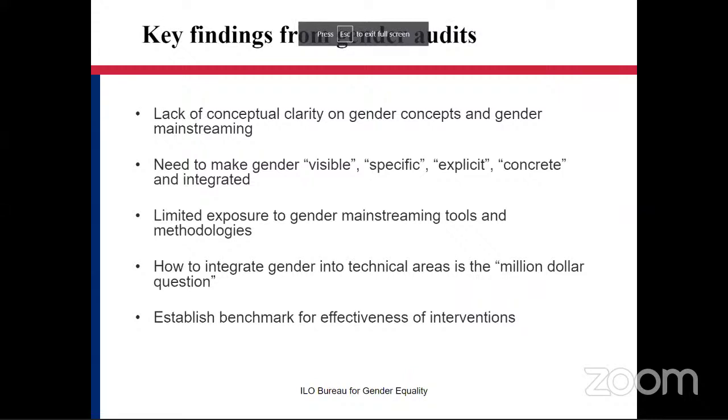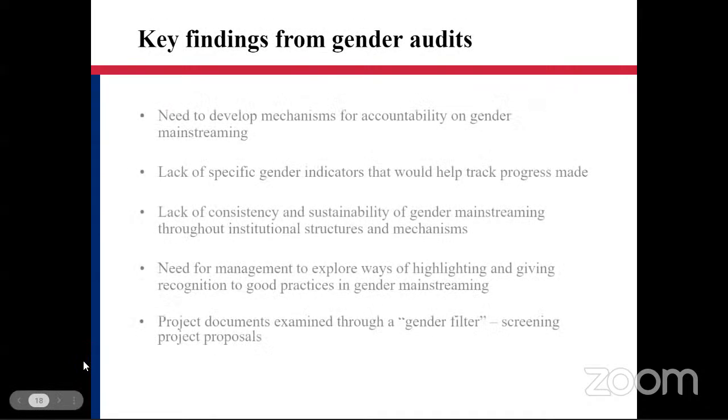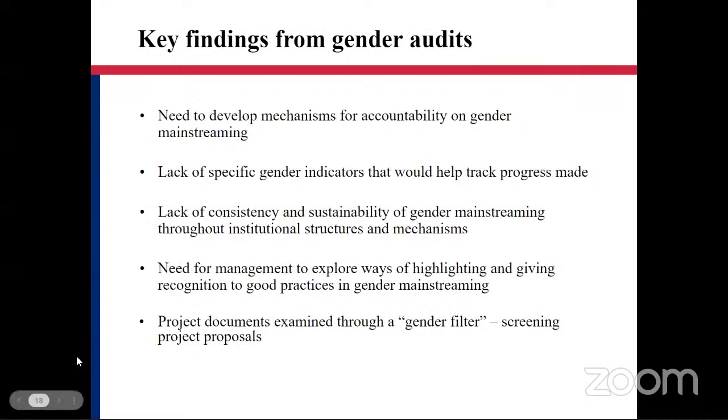We have a very important $1 million question: how to integrate gender with these technical areas, and also we have to establish benchmarks for effectiveness of interventions. Next slide. We need to develop mechanisms for accountability on gender mainstreaming. There is a lack of gender indicators that would help track progress made in this area. We have a lack of consistency and sustainability of gender mainstreaming throughout institutional structures and mechanisms. We have to make sure that we increase these tools in institutional structure so that right from childhood we are exposed to such tools.